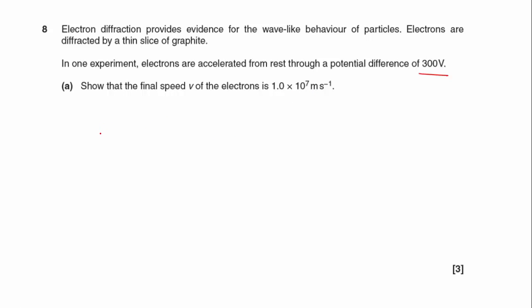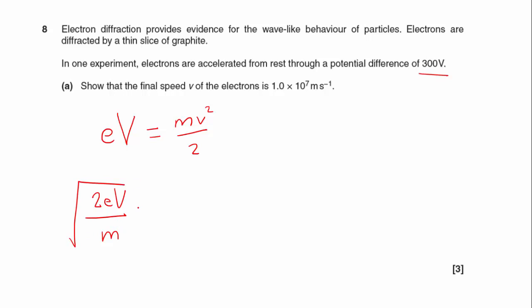Okay, so what we need to realise then is electrons have got charge equal to the elementary charge, and if we multiply that by the potential difference they're going through, we can work out the work done on the electron. That work done is going to be increasing its kinetic energy, so we're going to get a half mv squared, and if we rearrange this to make the speed the subject, we get 2eV divided through by the mass of the electron, and if we then take the square root, that will give me v.